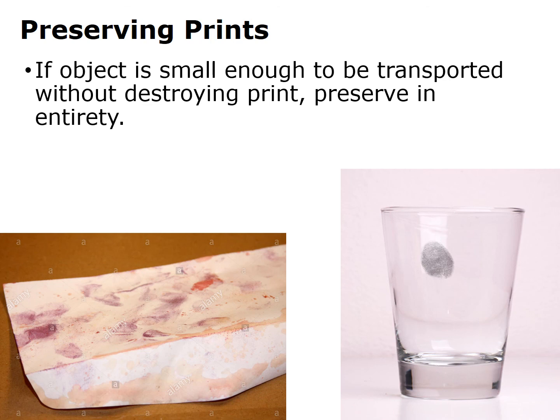Now, if an object is small enough to be transported without destroying the print on it, you could actually take the entire object. That envelope could be put in a Ziploc bag, for instance, and transported to the crime lab for processing. That glass could be either processed at the scene or it could be transported to the crime lab. You don't want to transport any object unless you know that you can transport it in such a manner that it does not disturb the fingerprint.